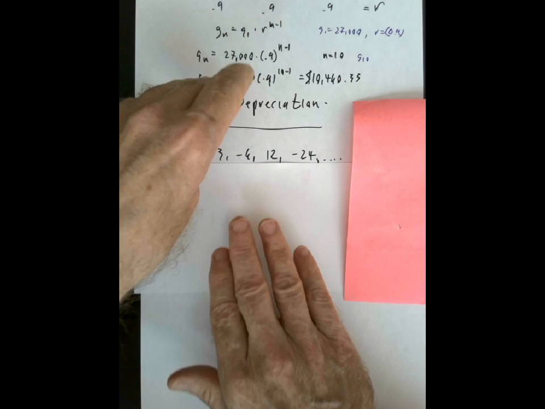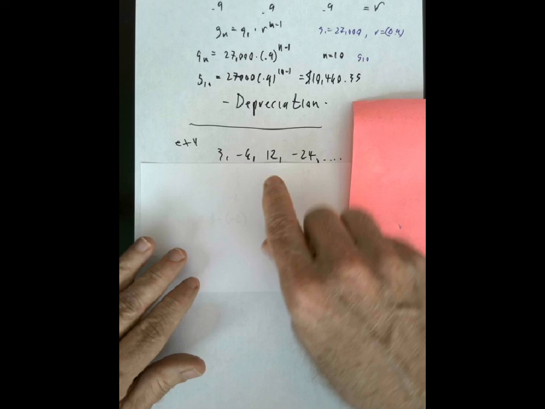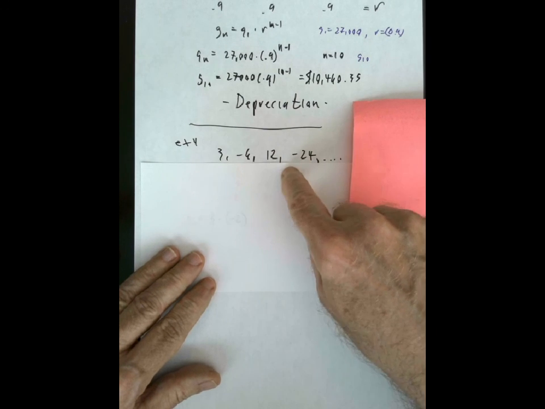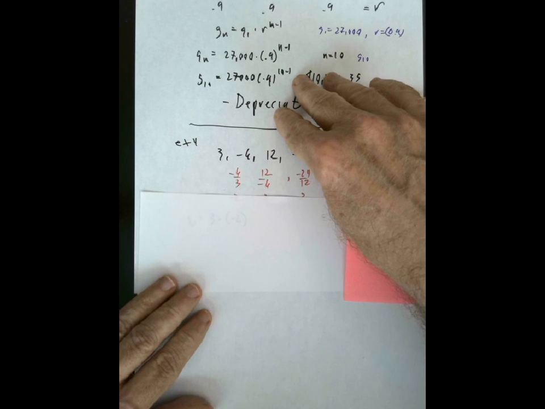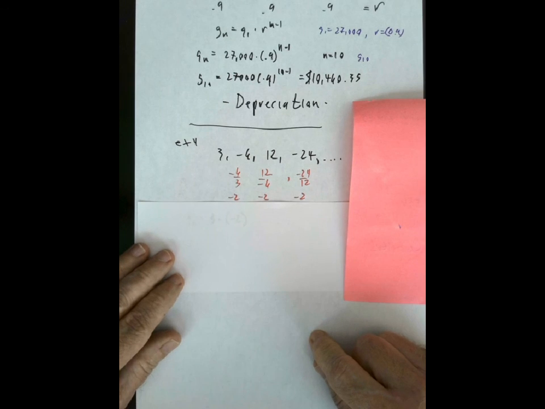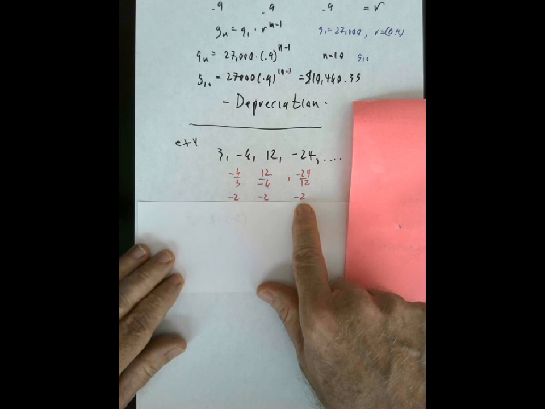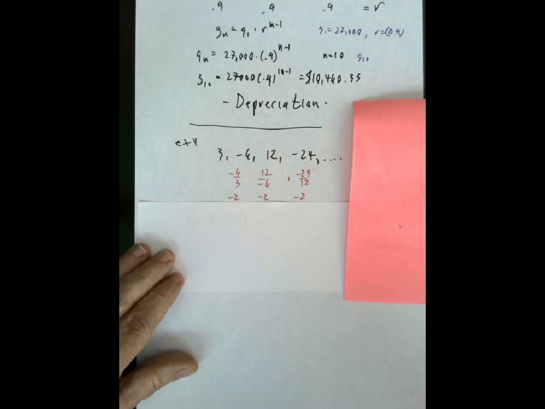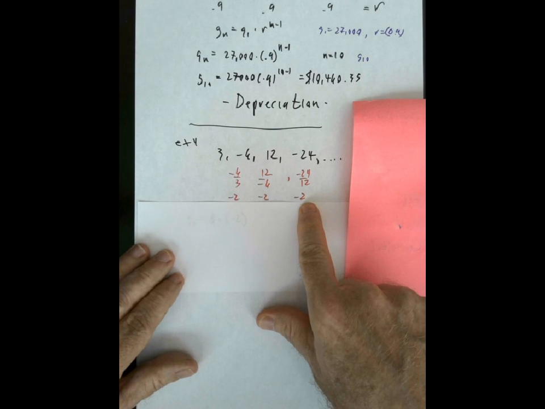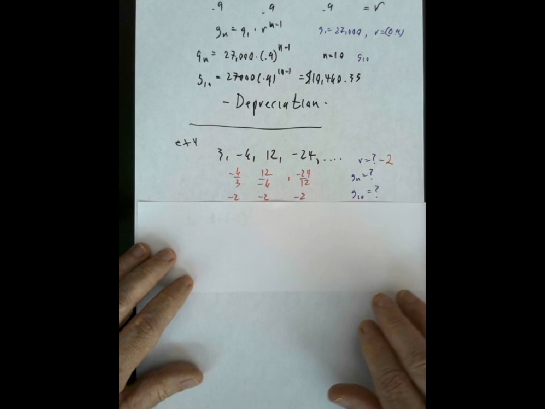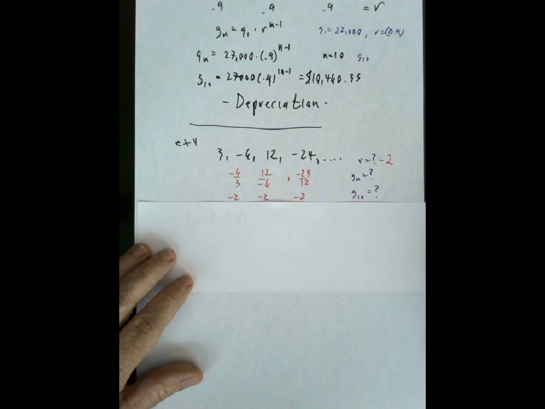So let's divide and see if there's a common ratio. Negative 6 divided by 3, 12 divided by negative 6, negative 24 divided by 12. And you see each time it's a negative and a positive dividing, and each time we're getting negative 2. So you can see these geometric sequences that flip-flop back and forth have a negative common ratio, and so we can see, oh yes, that's geometric. It's got a common ratio of negative 2.